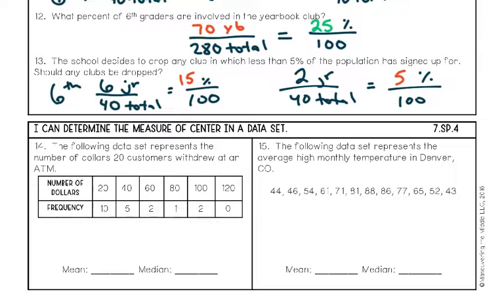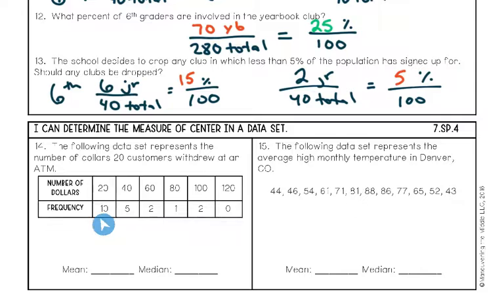For the next questions, we're looking at the measures of center. Those are mean and median. Question 14 is examining the number of dollars that 20 customers withdrew at an ATM. We're going to start by finding the average number of dollars. To find the mean, we're going to add up the total number of dollars and then divide by the 20 data points.